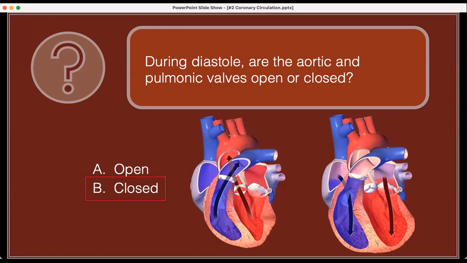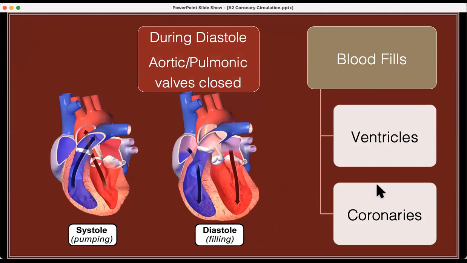During diastole, you have the diastolic filling of the left and right ventricles, and also filling of the coronary arteries, because the backflow, this blood that's in the aorta, is starting to come backwards. It can't come into the left ventricle because of the closed aortic valve. And so instead, it fills these coronary arteries. So blood fills the ventricles and the coronaries during diastole.